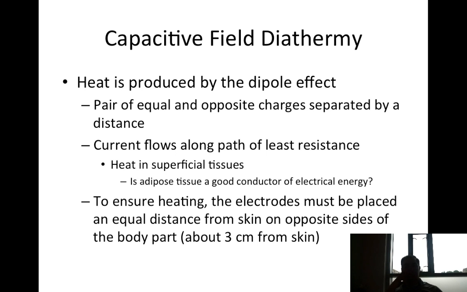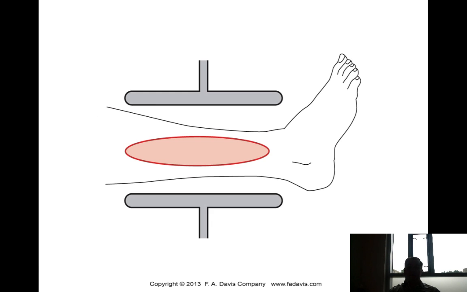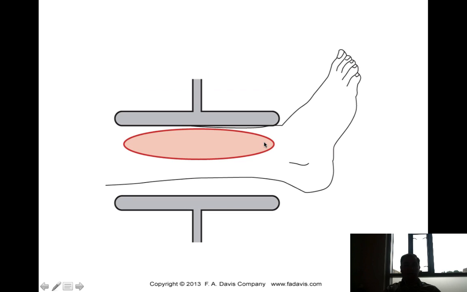What do you think? To ensure heating, the electrodes must be placed at equal distance from the skin and on opposite sides of the body part. And we keep it about 3 centimeters from the skin. So bam. These are equal distance from the skin, body part. So we're heating essentially the fibula right there. But if one electrode or plate is too close to the skin versus the other plate, it's going to have more heat at the electrode that is closer to the skin, as you can see with this photo.